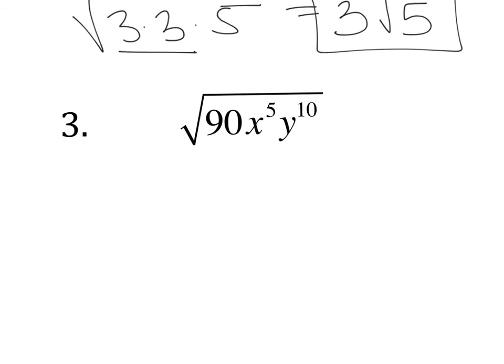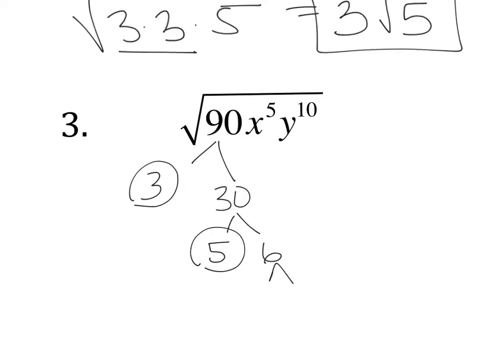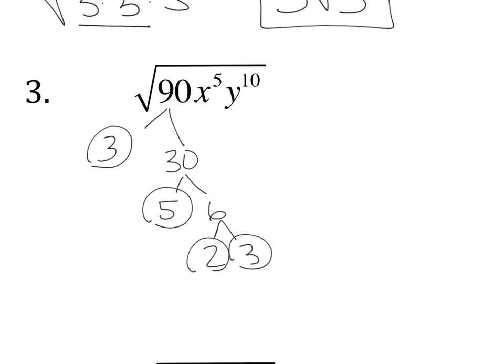Question 3. We're going to start with the 90 and then we'll deal with the exponents of the variables after. So here you've got 90, so you would maybe do 3 and 30. Break down the 30. You've got 5 and 6. Circle the 5. Break down the 6. So now you've got the breakdown, all those prime numbers, for 90. I'm going to rewrite my problem. So it's 2, 3, 3, and 5.